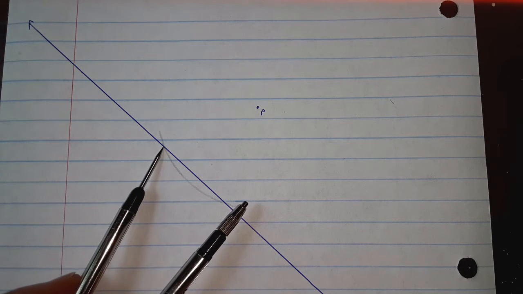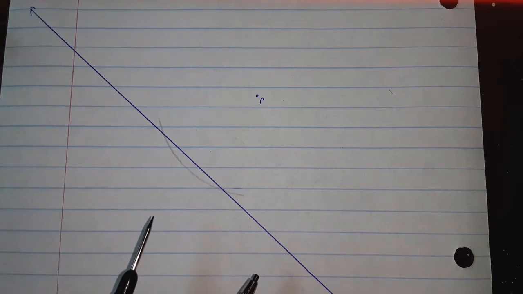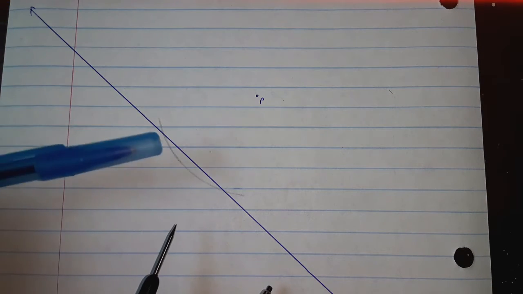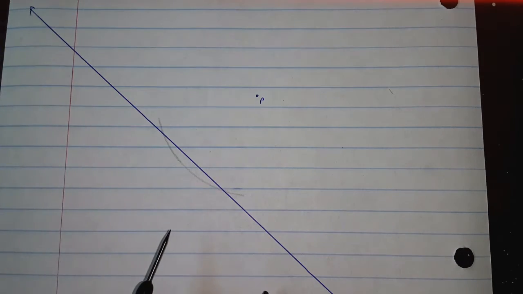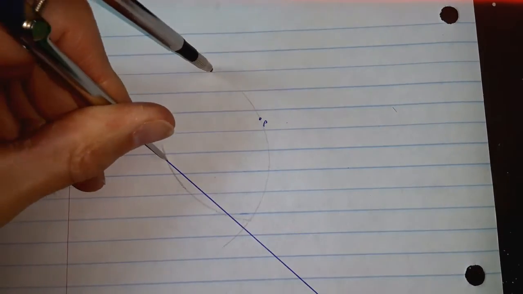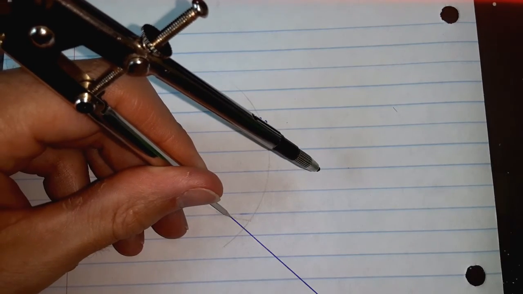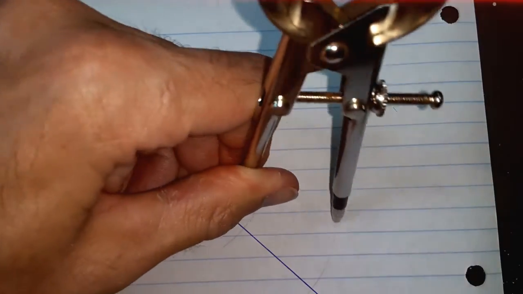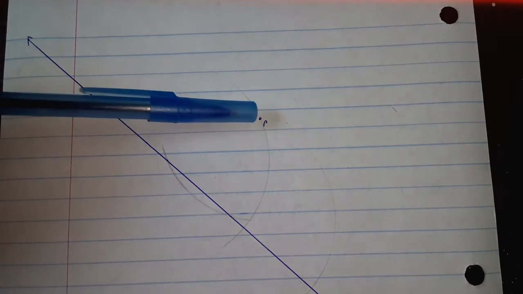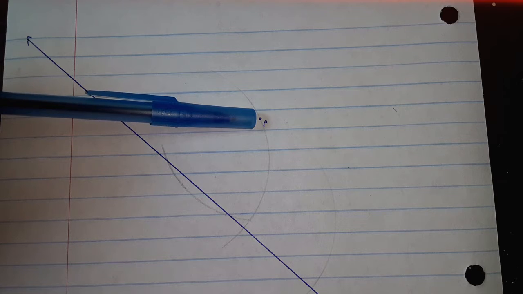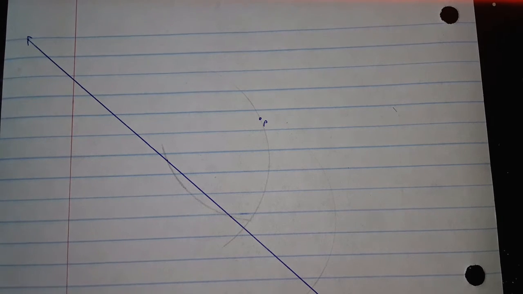Then I'm going to put my point of my compass on the first intersection, and I'm going to make an arc that goes up this direction, followed by moving over to put the point on this intersection and making another arc. Notice that the first arc here goes directly through the original point that we had on the paper.